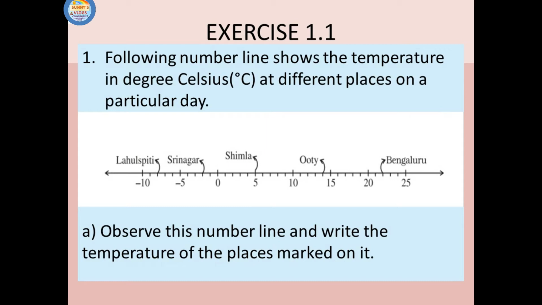The temperature of Shimla is marked to the right side of the number line. So these are positive integers. So the temperature of Shimla is +5 degrees Celsius.